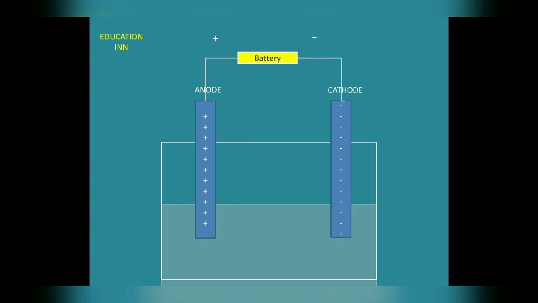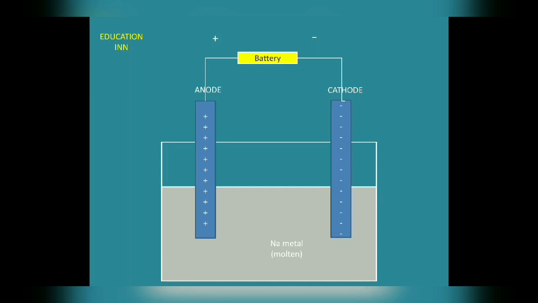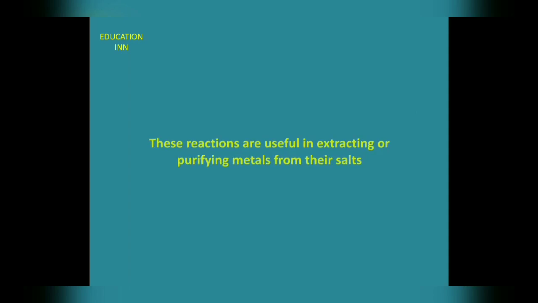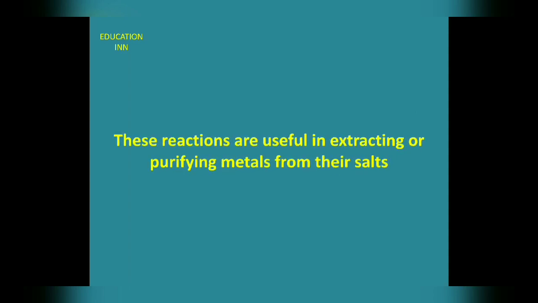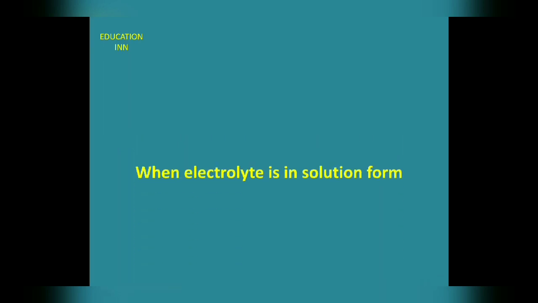When the battery is turned on, sodium metal is collected in the tank, in the container, and chlorine gas appears at anode and escapes out of the cell. Chlorine gas is produced as a byproduct, which can be used for different purposes, and sodium metal is extracted from here. These reactions are useful in extracting or purifying metals from their salts. For example, magnesium can be purified from magnesium chloride.